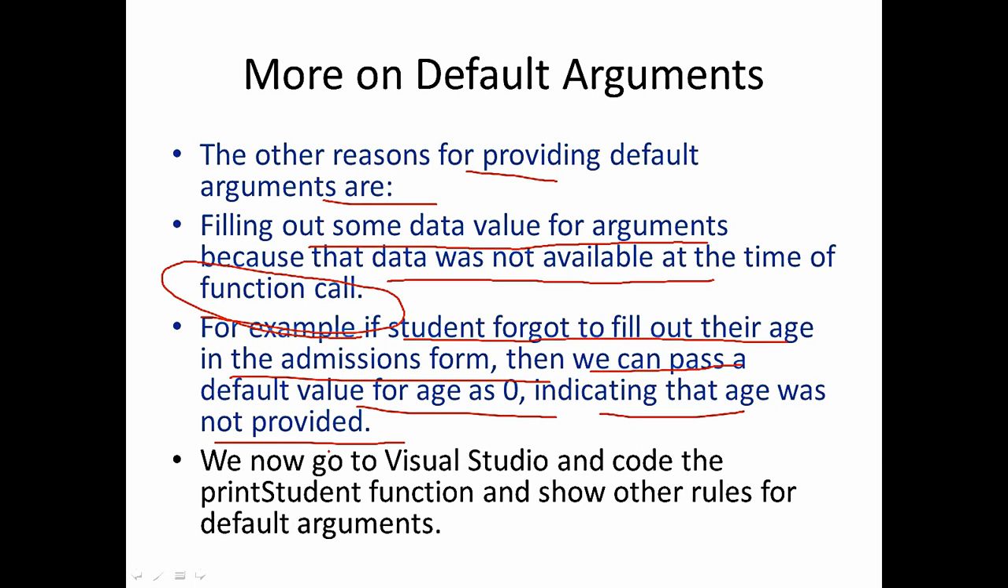Now we're going to go to Visual Studio and code the function print student in C# and show other rules of default arguments. And we'll come back to this PowerPoint to illustrate them one more time and make some last few arguments. Okay, so let's go to Visual Studio.